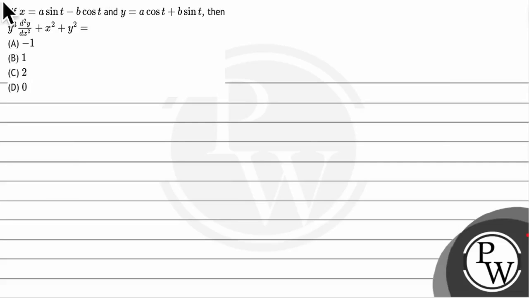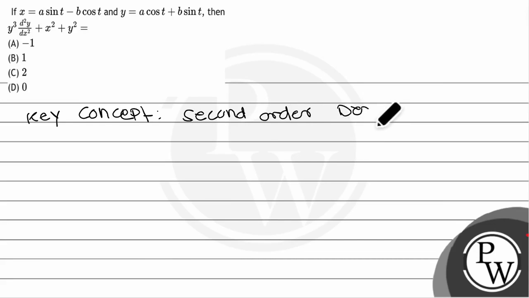So let's solve the given question. If x equal to a sin t minus b cos t and y equal to a cos t plus b sin t, then y cube into d2y by dx square plus x square plus y square equal to. So guys, the key concept is the second order derivative, right? We have to differentiate two times.